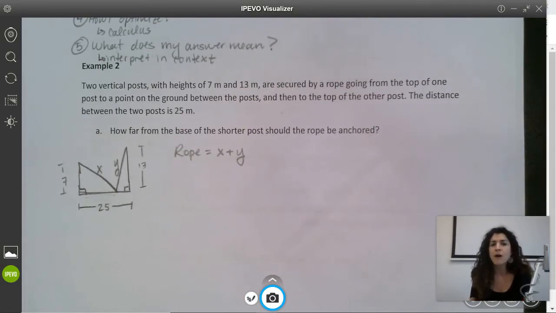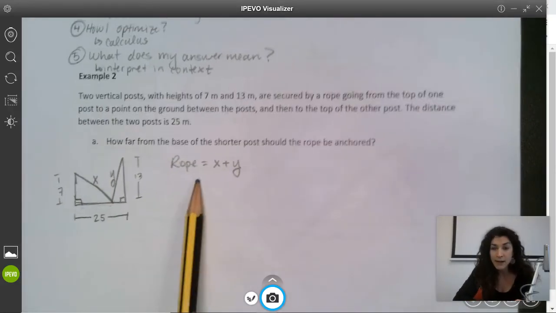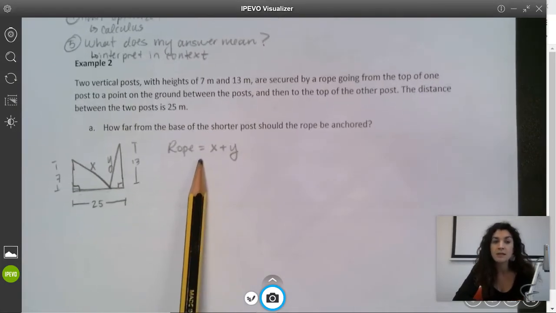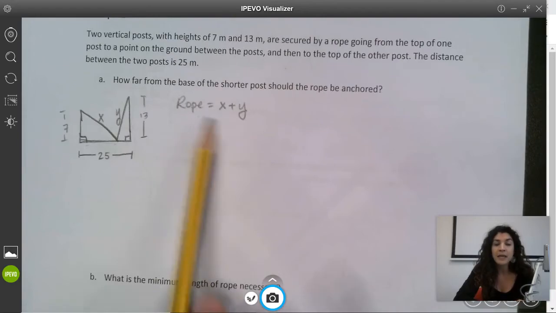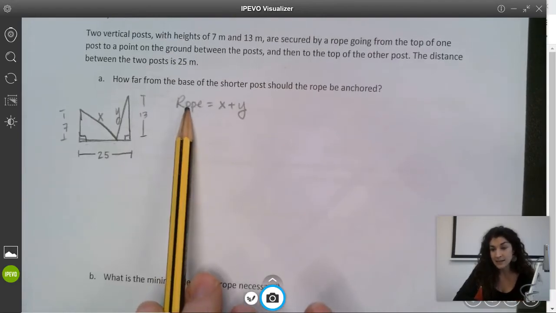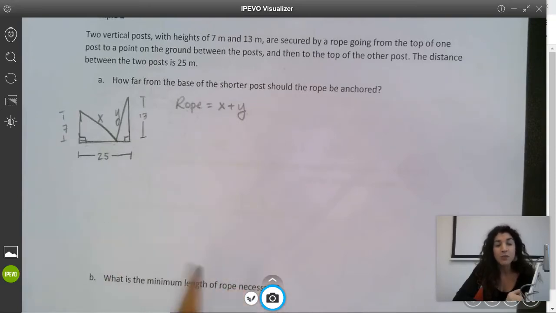So it says, how far from the base of the shorter post should the rope be anchored? I have too many variables, right? So this is problem number 3. I've figured out a relationship that says, okay, I'm probably going to try and minimize the amount of rope that I'm using here because I'm not made of money. I can only buy so much rope. And I've got this as a variable, an unknown, as well as X and Y. So I have 3 unknowns right now, which means I need to try and limit myself on these unknowns.